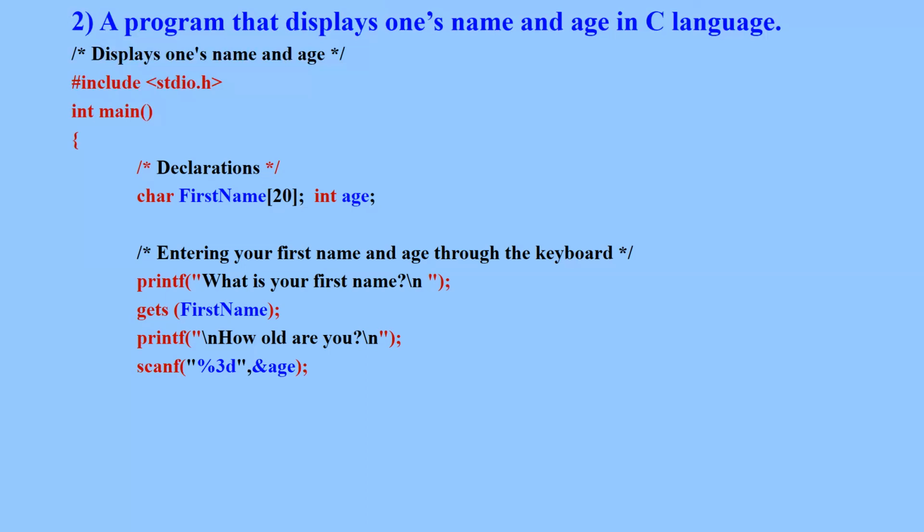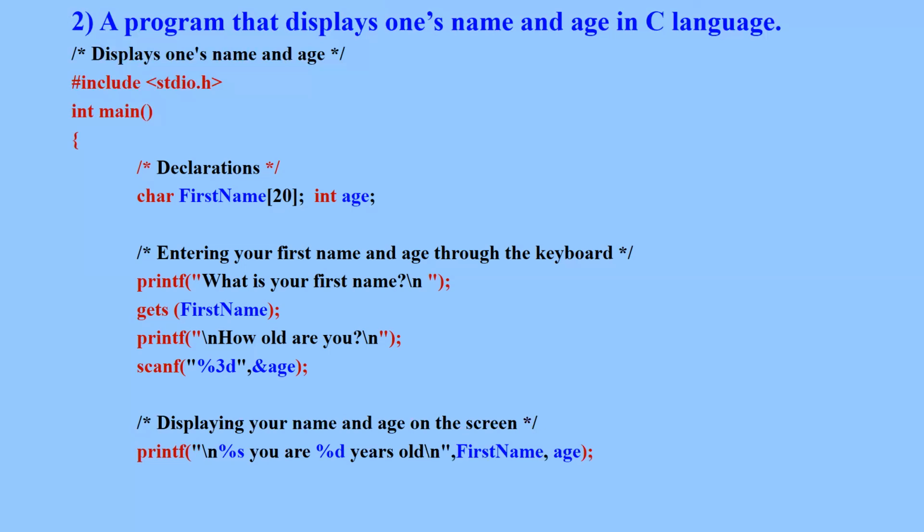But this one is mostly in Pascal or in C. This is how we do it in C. Then the next set of instructions following here is displaying your name and age on the screen. Whatever was entered as first name and age will now be displayed on the screen through the following statement. Read: you are dash years old, so and so, and the age.